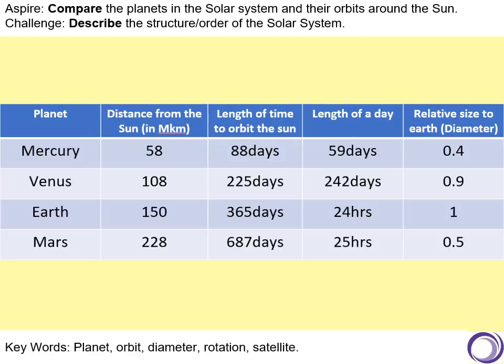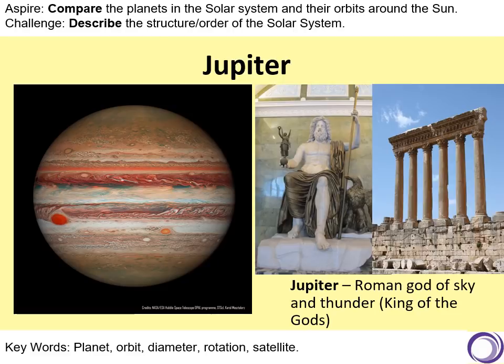So once again, if you have not caught up with your data, we have Mercury, Venus, Earth and Mars. We have our distance, our length of time for orbit, our length of day, and the relative size to Earth. All those 4 planets, as I said previously, are our inner rocky planets. You may pause this video at this point to catch up if you wish, or you may just carry on.